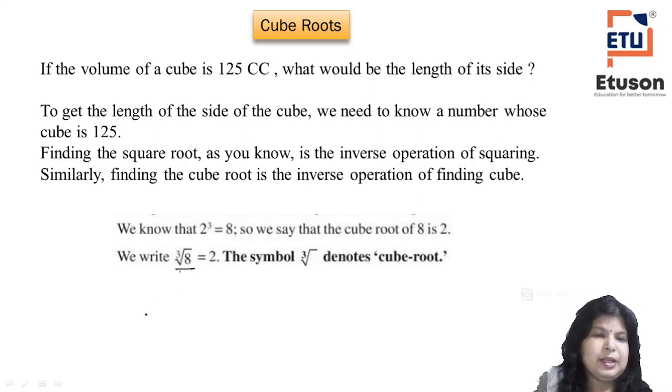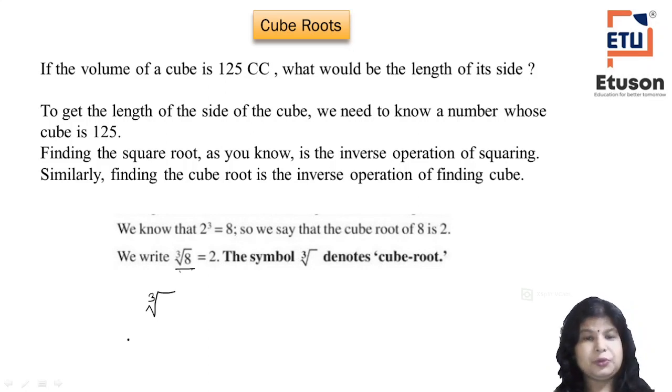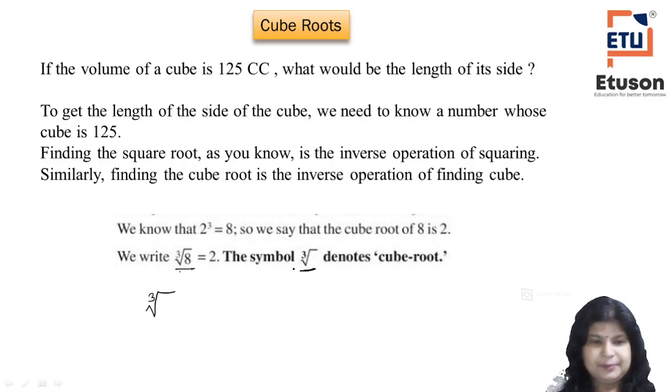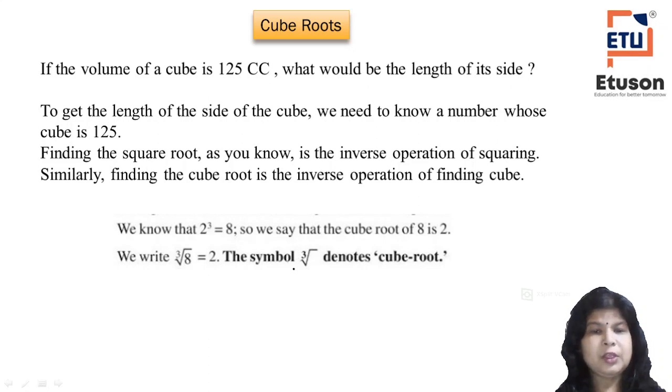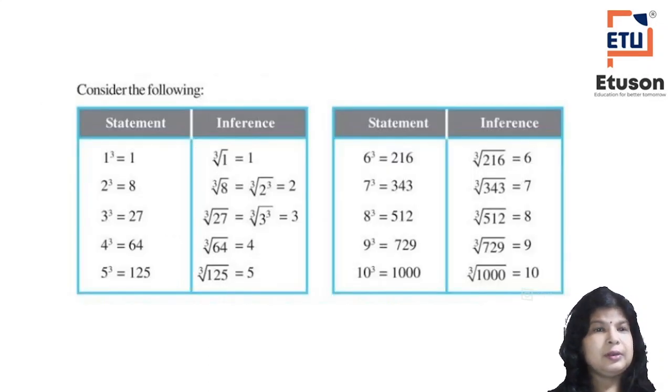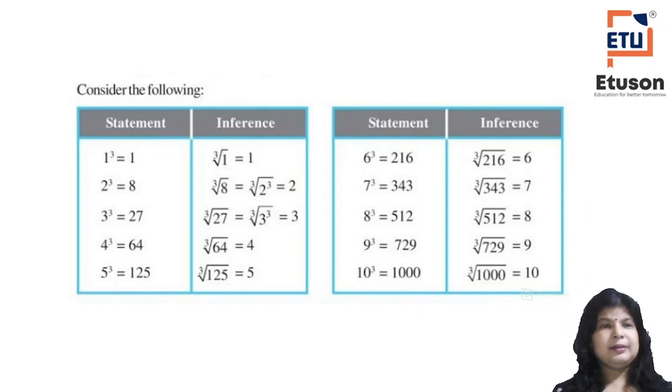The symbol is similar to the square root symbol, but you have to write 3 over here to represent it as a cube root. So the cube root is denoted like this. Okay children, hope you have understood. Now let us learn the cubes and cube roots of numbers from 1 to 10.